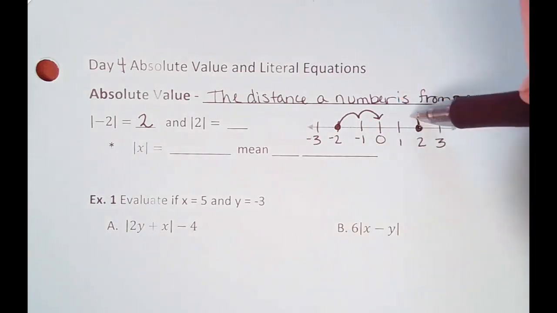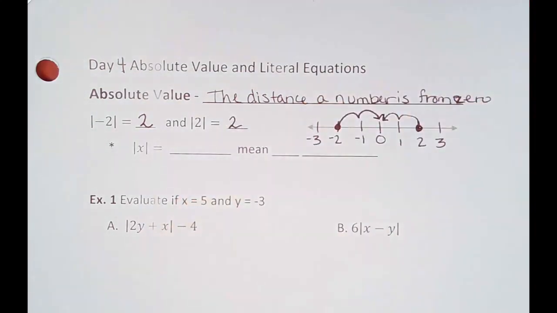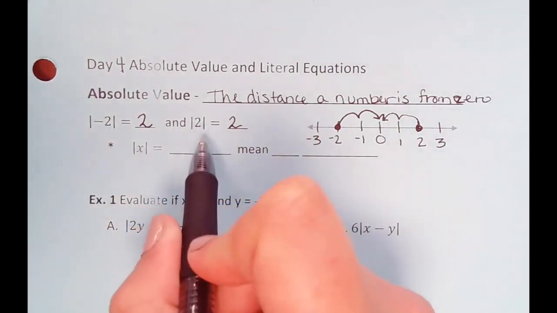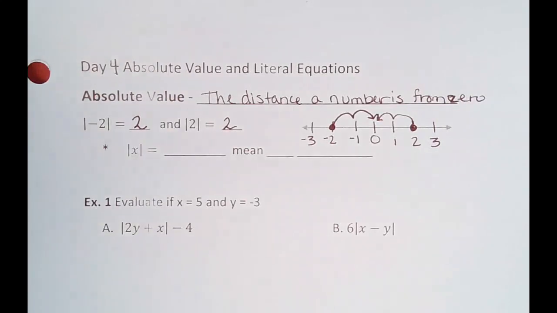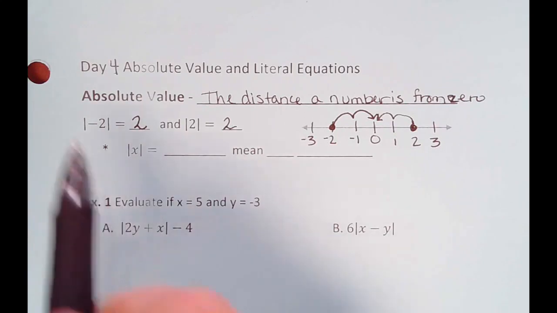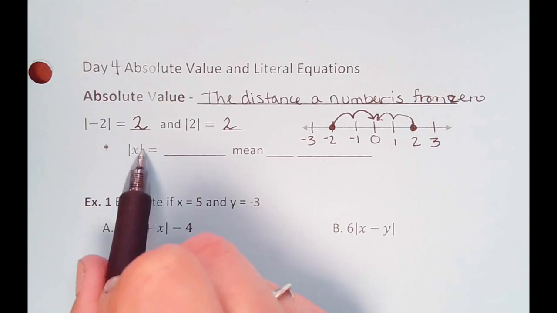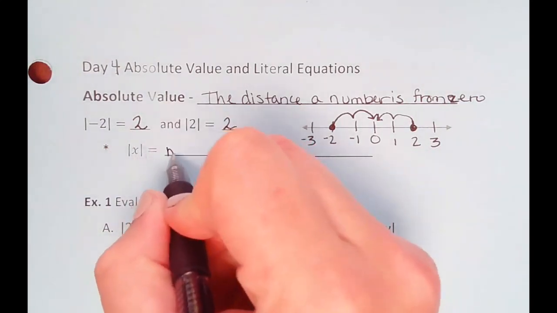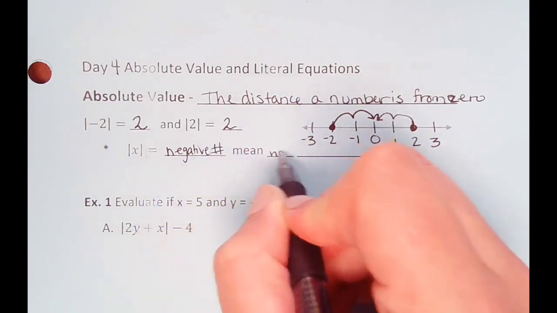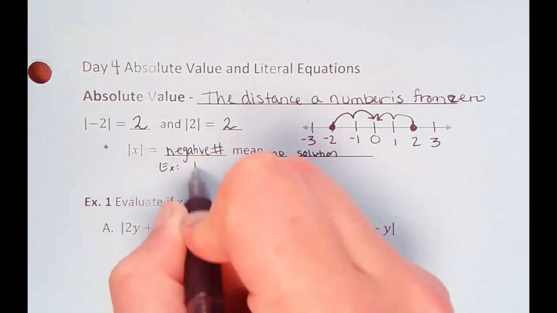So basically we're finding whatever number is on the inside of the absolute value bars, it's just going to be the positive outcome of it. So if I have absolute value of x and nothing else over here, it's set equal to a negative number. For example, if I said absolute value of x equals -3, there's no number in here that I could put and say the absolute value of that number will be -3.